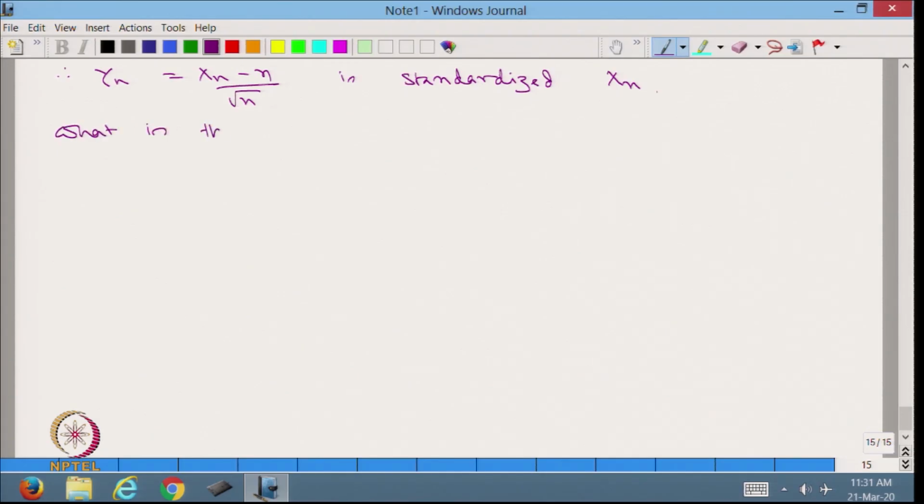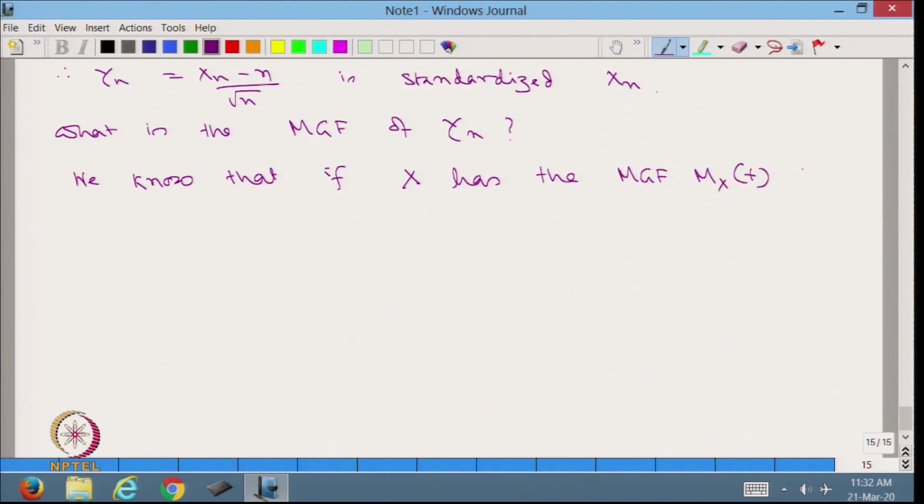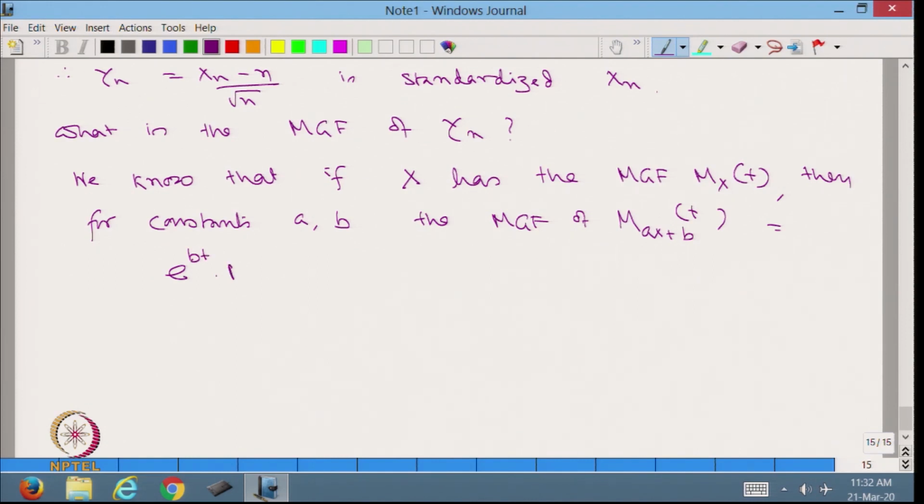What is the MGF of yn? We know that if x has the moment generating function mx(t), then for constants a and b, the MGF of ax plus b at t is equal to e to the power bt into the MGF of x at the point at.